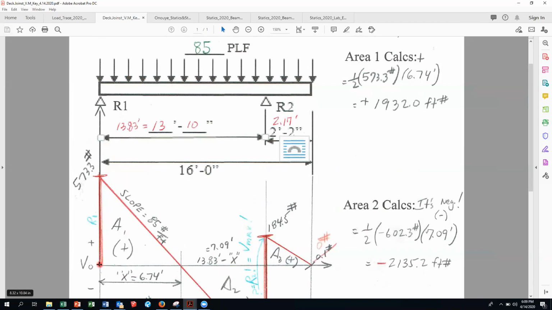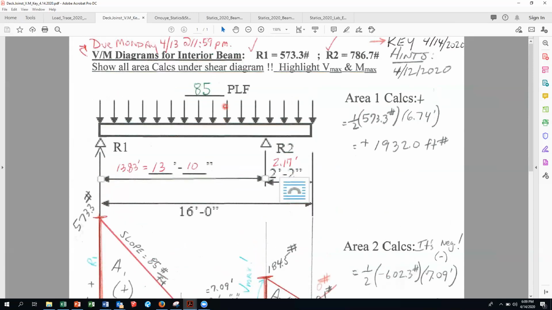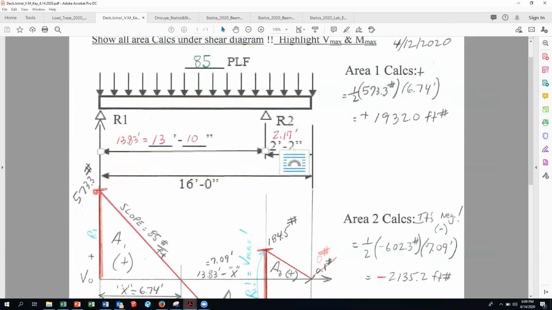Anyway, so again, you start at 0. The first load you see is a concentrated load. It's R1, the reaction, which is 573.3. So we go straight up to 573.3, and then every foot in a straight sloped line, that shear curve is going to drop how many pounds?